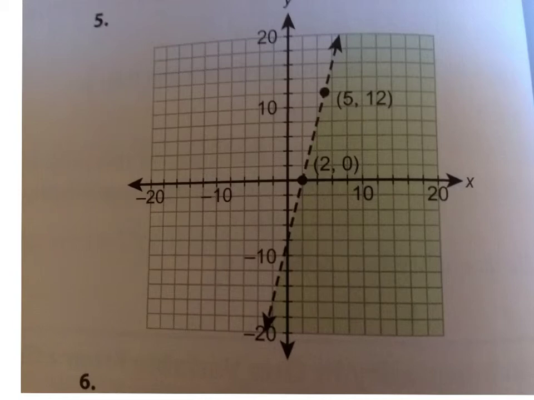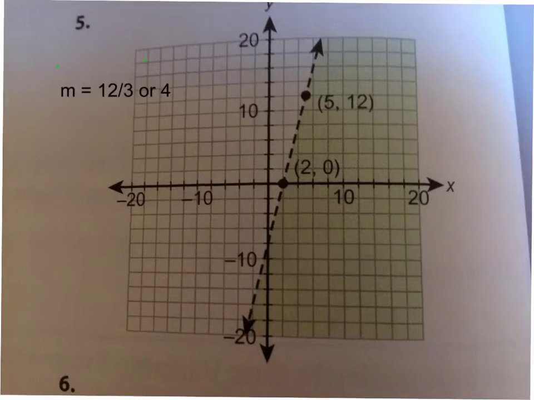So our first step will be finding the slope. So we're going to use these 2 points. The top of your fraction would be 12 minus 0, which is 12. And then the bottom part for the x is 5 minus 2, which is 3. So 12 over 3, our slope is 4. So we would have y is less than 4x. And then we need to find our intercept.